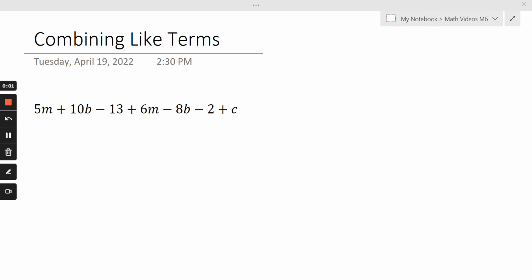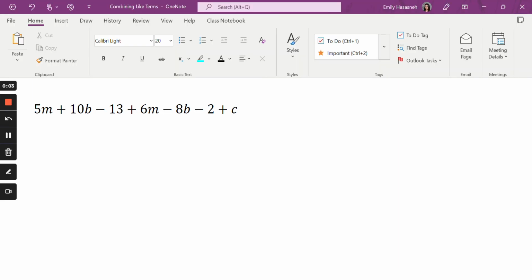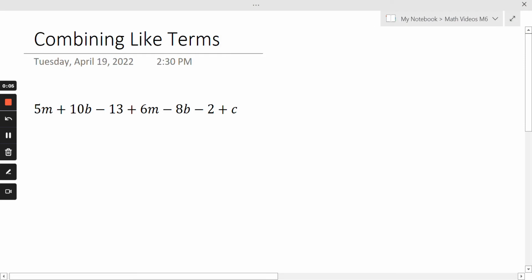So for this video, I am going to be showing you how to combine like terms. What I like to do is highlight or underline or box things that have the same variable, because when we're combining like terms, we can only combine things that have the same variable and the same exponent if there are any exponents.